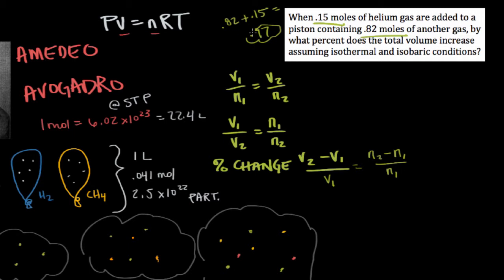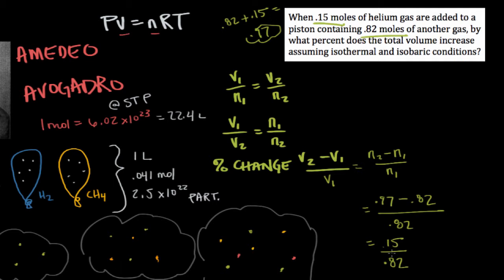So let's substitute these values in. Our final moles is 0.97 minus our initial moles, which is 0.82, divided by our initial moles. And that's going to give us 0.15 divided by 0.82. Now we're at a point where we can evaluate this expression, and that would give us the percent of the total volume increase.